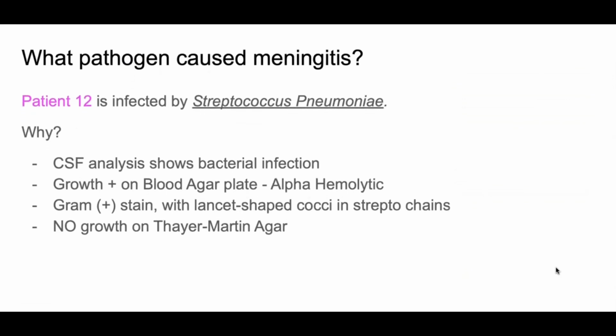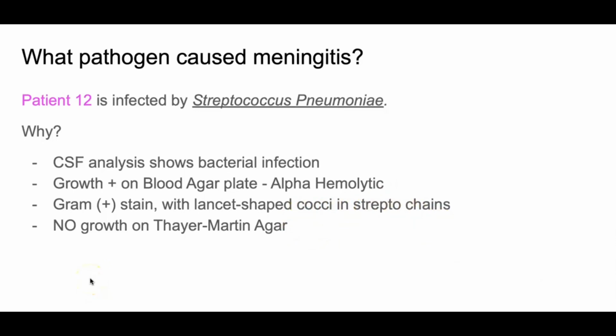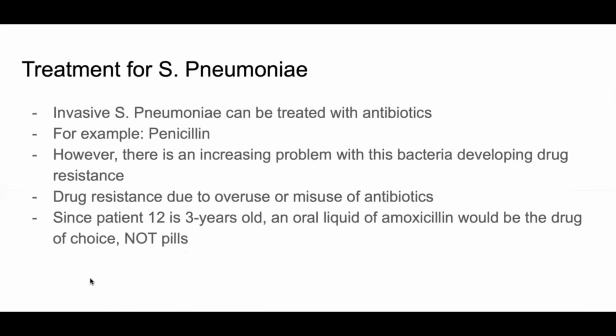And then the pathogen that was causing the meningitis, we decided was Streptococcus pneumoniae, because obviously the CSF levels were indicating bacterial infection. The positive growth on the agar plate, the alpha hemolysis, the gram-positive stain with the lancet-shaped cocci and strepto chains, and since there was no growth on the Thayer-Martin agar, since it's very selective.